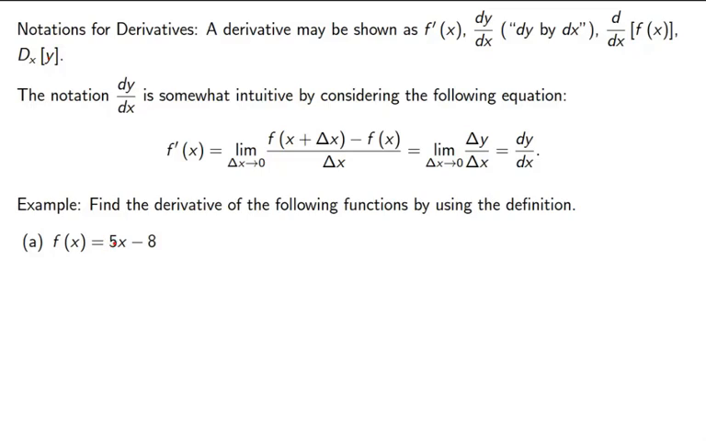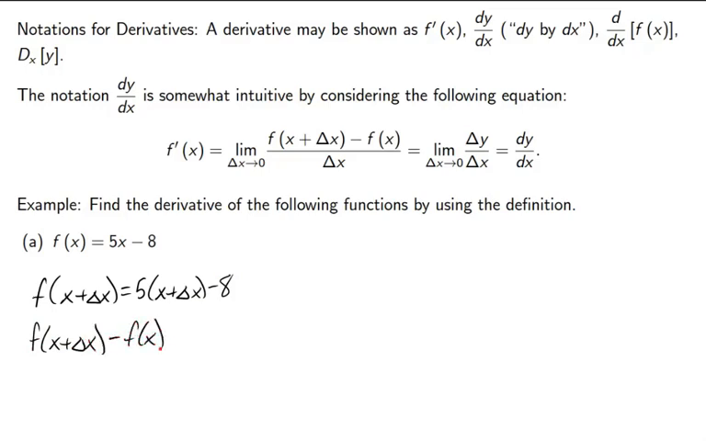The first example is f of x equals 5x minus 8. Now we all know that to be a line with slope 5 and y-intercept negative 8. Let's use this formula. What I like to do for these is just do a few pieces first. f of x plus delta x is simply take the function, and wherever you see an x, we're going to plug in x plus delta x. x becomes x plus delta x.